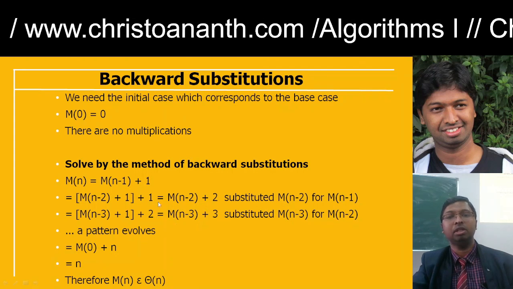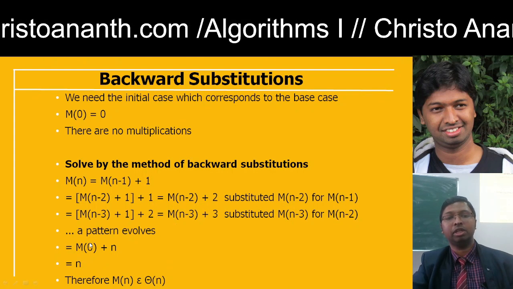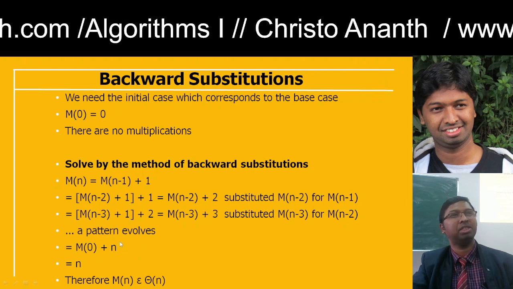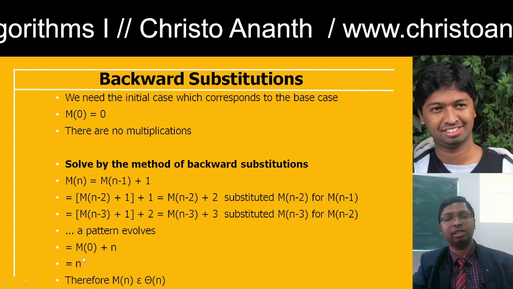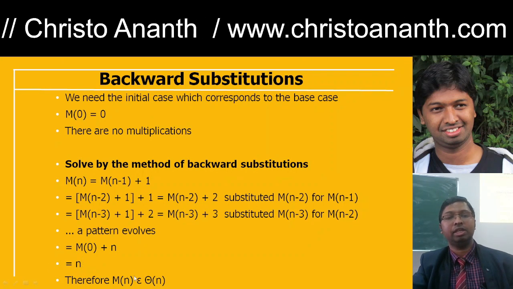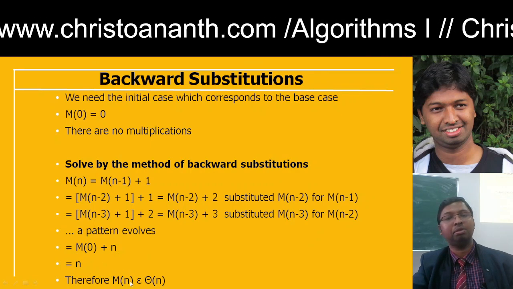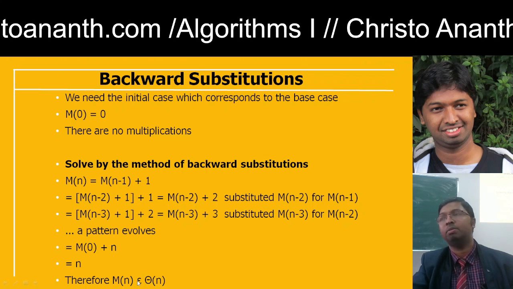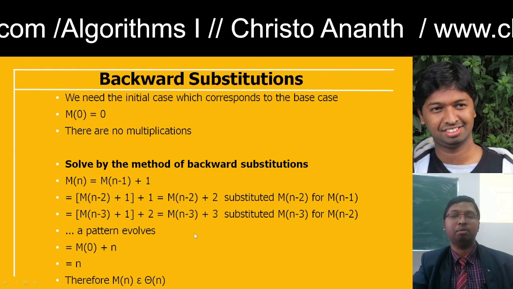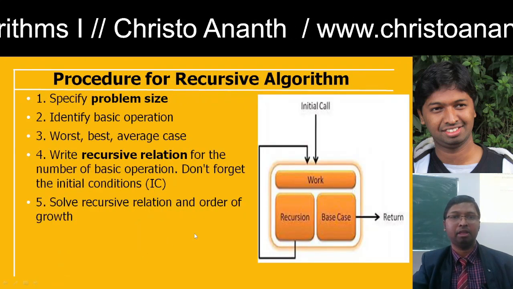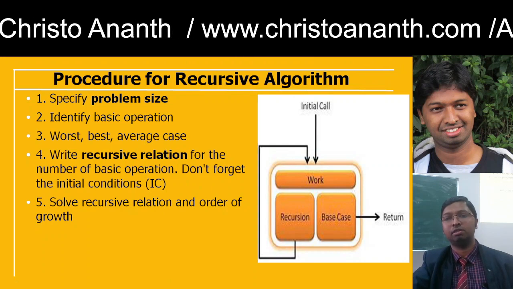So this is how it comes. So that is actually m of 0 plus n. So the maximum is actually n. So you can consider it as n. Okay. So in this case, m of n is equal to n, and therefore m of n belongs to theta of n. So this is the procedure for recursive algorithm.